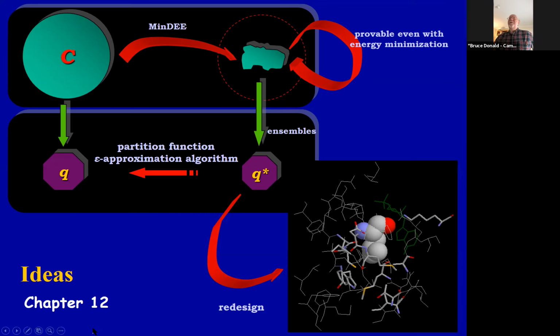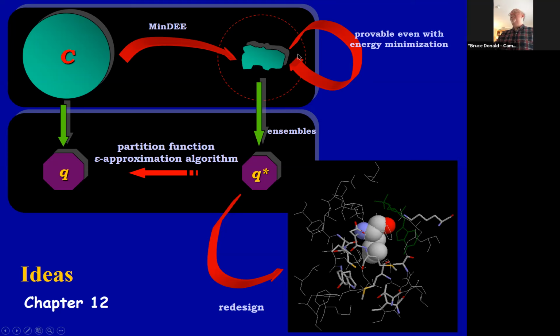So the idea is you have this enormous set or space of conformations shown here. I hope you can see my pointer move around some. And with minimized dead end elimination, you're going to prune this down to a small set. You're going to get rid of things that can't participate in the minimized GMEC.